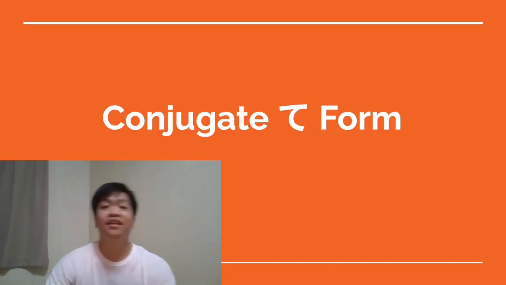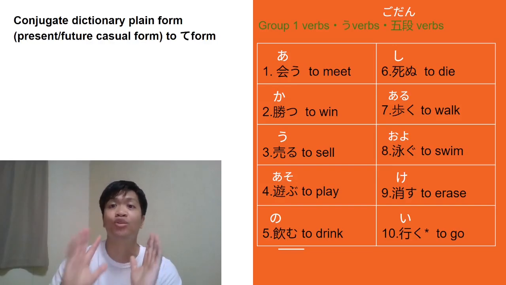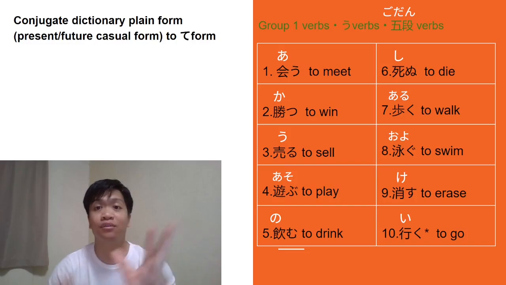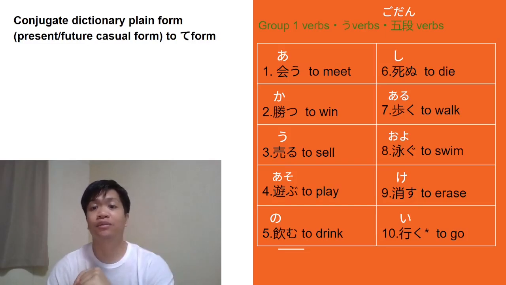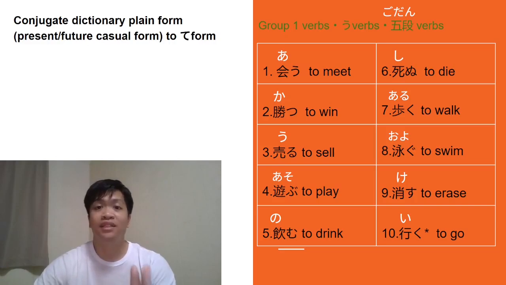Okay, so conjugating to the te form. Let's start off with group 1 verbs, which is actually the most complex of the three groups for conjugating. There are 9 different endings for group 1 verbs. They can either end in u, tsu, ru, bu, mu, nu, ku, gu, or su. And then we also have a special one for just the te form, iku, but we'll get to number 10 a little later. For each of these verb endings, there's a special way to conjugate them.